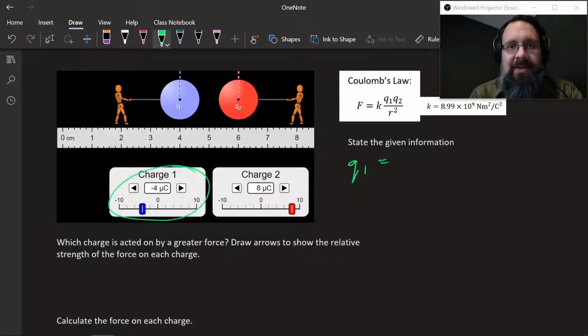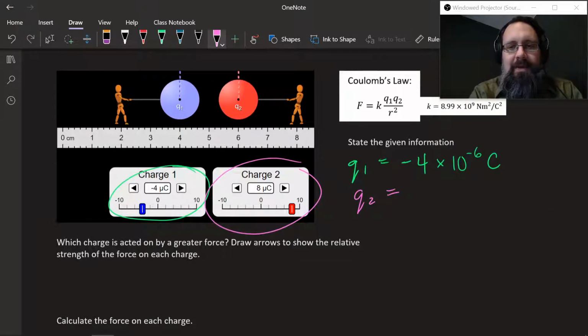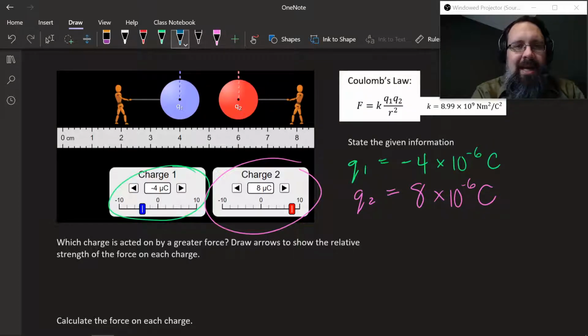So Q1 is equal to, and we have to look, it says 4 microcoulombs. Coulomb is the unit of charge. So I'm going to write that as 4 times 10 to the, and now I have to write down micro. See if you guys remember your metric multipliers. It's -6. And then Q2, we'll do it in pink. Q2 is 8 times 10 to the same thing. It's micro, -6 coulombs.